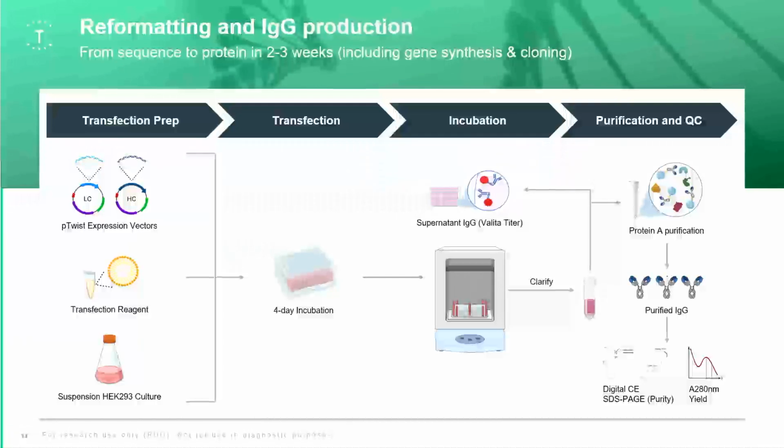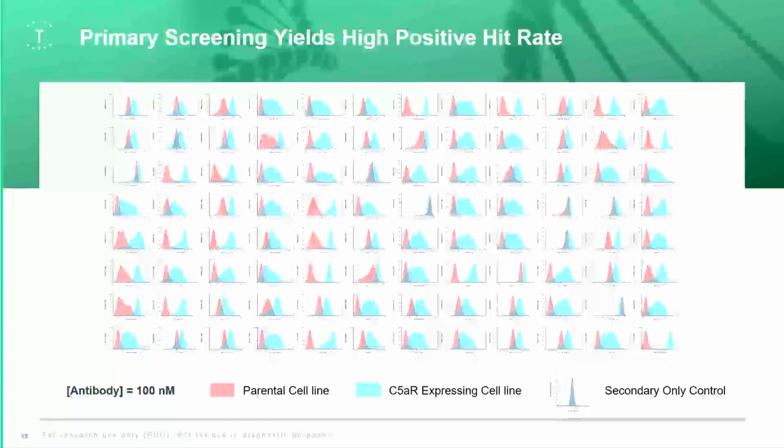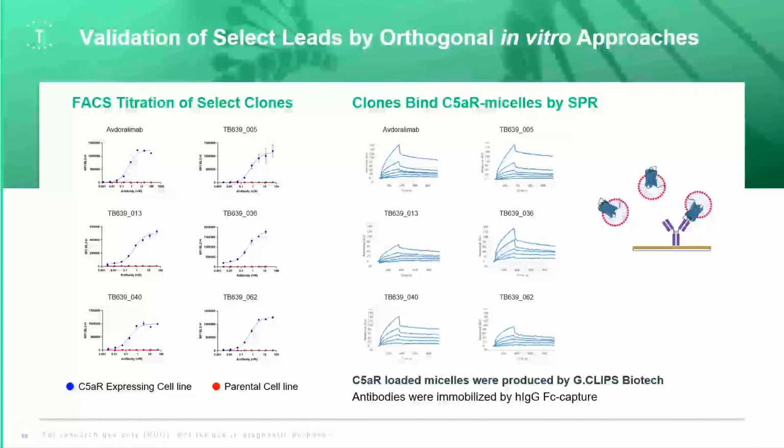So the first point of characterization for this particular target was flow cytometry, where we identified hits that showed a threefold improvement in binding to C5a receptor cells. And from those hits, we carried on to do some titration on flow cytometry to confirm binding. But what was interesting is what we were able to do in this case is also use SPR to confirm binding. This was carried out on the Carterra LSA system.